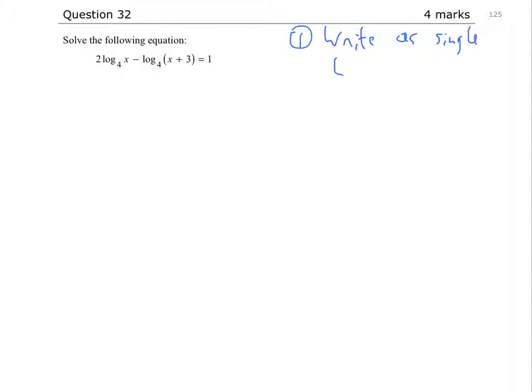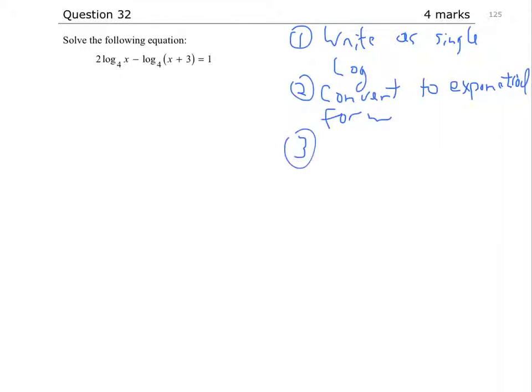And once it's written as a single log, you're going to convert it to exponential form. And third thing is then you solve it algebraically. And an important thing, I'll put it under third, is to check. You want to check your solutions because the log questions have restrictions on the domain. Obviously, you cannot find a log of a negative number. So we got to remember that as well.